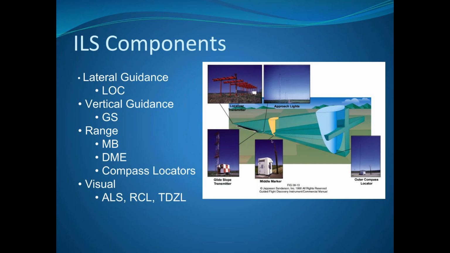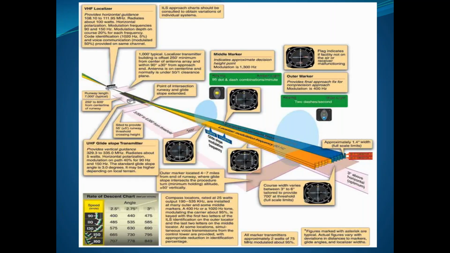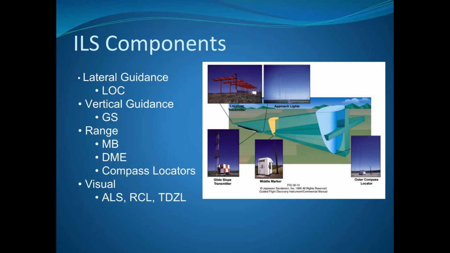Our middle marker, when we're coming in on our approach, you'll actually hear it in the cockpit when the pilot flies over it. It'll actually say middle marker. Then the other component that we use is the approach lighting system. The DME is the distance measuring. We've got compass locators, and then our outer compass locator. So we have an outer marker, middle marker, the localizer, and the glide slope. All of these give us our vertical and lateral guidance on our approach into the runway.